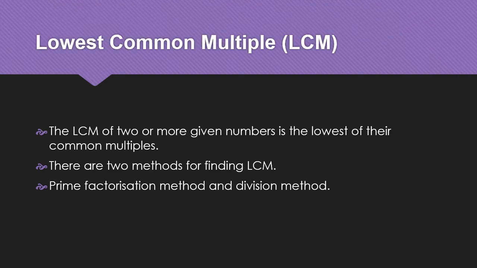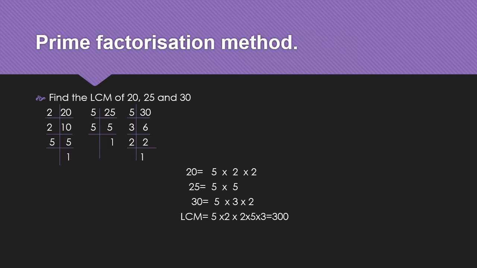Next is lowest common multiple or LCM. The LCM of two or more given numbers is the lowest of their common multiples. There are two methods for finding LCM. One is prime factorization method and second is division method. First we can learn prime factorization method. So find the LCM of 20, 25 and 30.